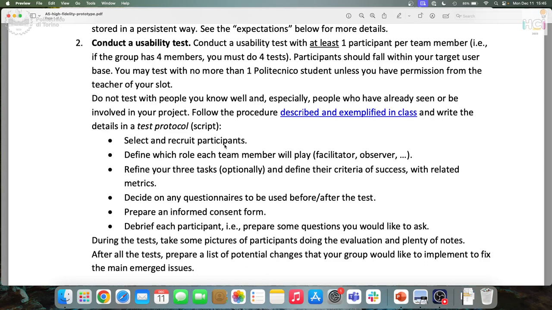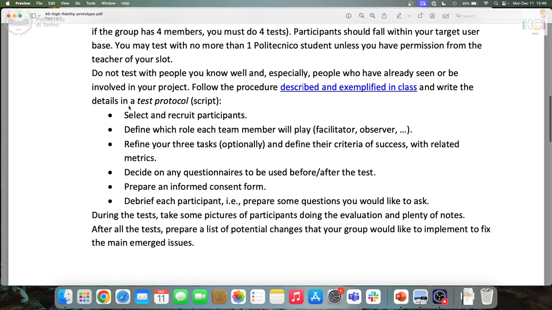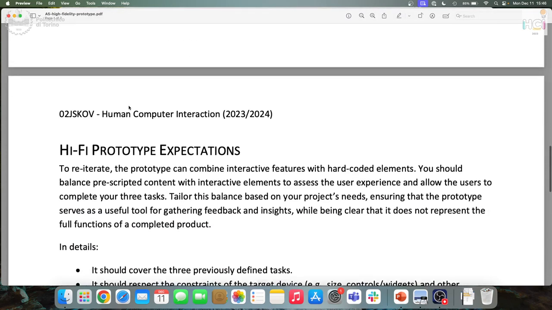So if you were working with teachers of languages, you will need to get some teachers to try the application. And we will talk about usability testing. This link will bring to the slides about usability testing that are not yet online, but they will be soon, also because we will start speaking about that next week. And so here there is a summary of what you need to do for usability testing, but we will discuss in class all of this.